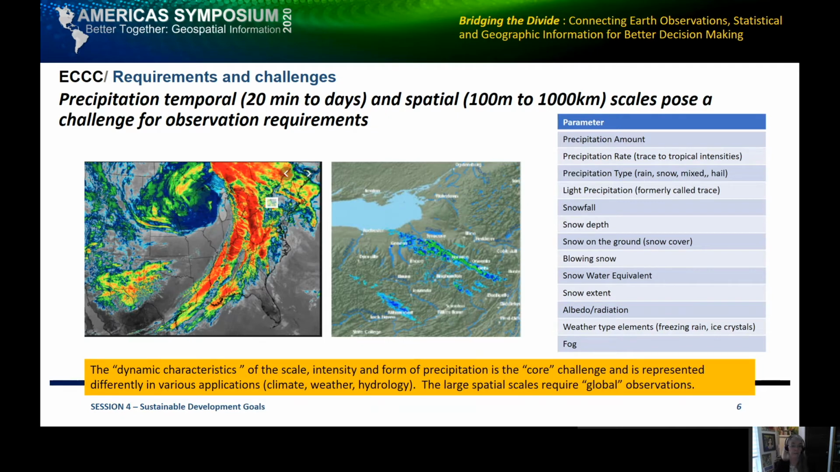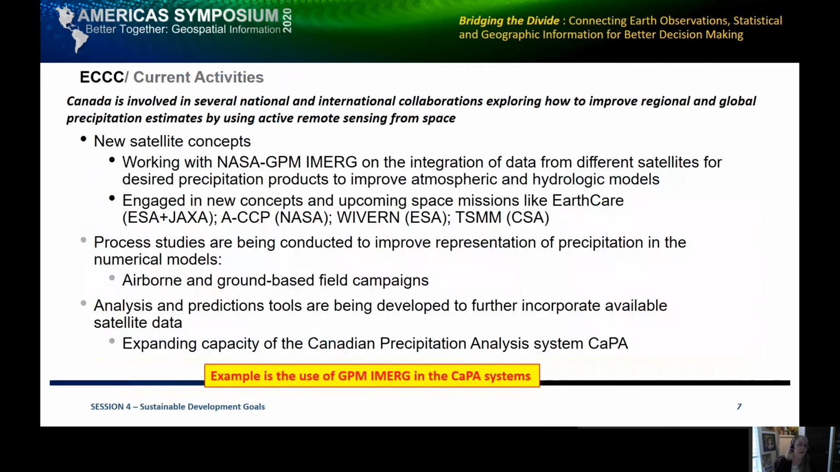And you see that it goes from precipitation amount, snow depth, all the way to the fog. It's very comprehensive. If you think about what kind of activities we're doing, there is lots being done inside Environment Canada.